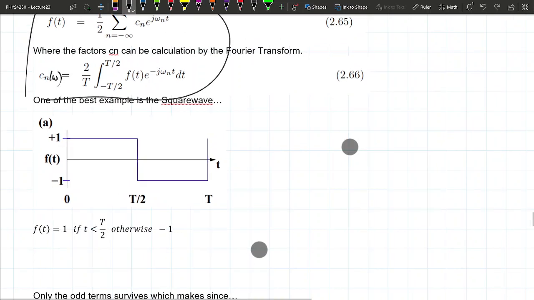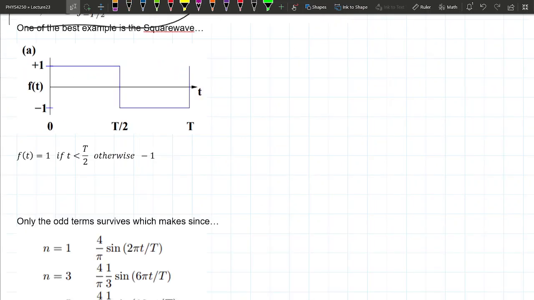Okay. All right. The best example in the book is the square wave. Okay. Remember the square wave: it starts off as -1, and then it goes to 1, and then it goes to -1, 1, -1. It just goes up and down, up and down, up and down. It's a pretty boring function, right?